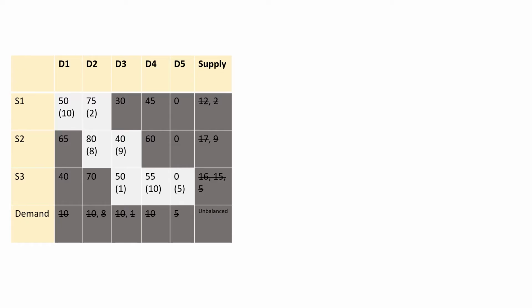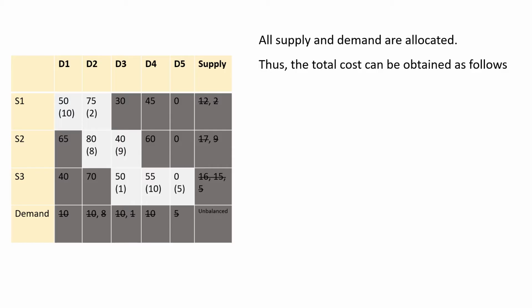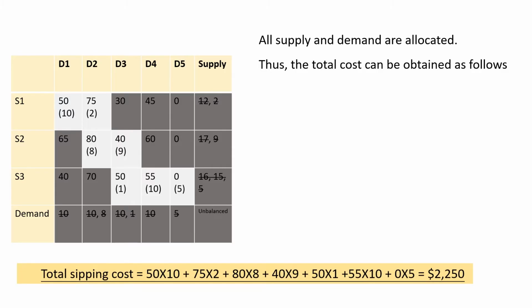Then let's interpret this table. All the supply and demand are allocated. So the total shipping cost can be calculated by 50 times 10 plus 75 times 2 plus 80 times 8 plus 40 times 9 plus 50 times 1 plus 55 times 10 plus 0 times 5, and it becomes 2250. By the way, this result is the same as the result that would be obtained from the balanced transportation problem.